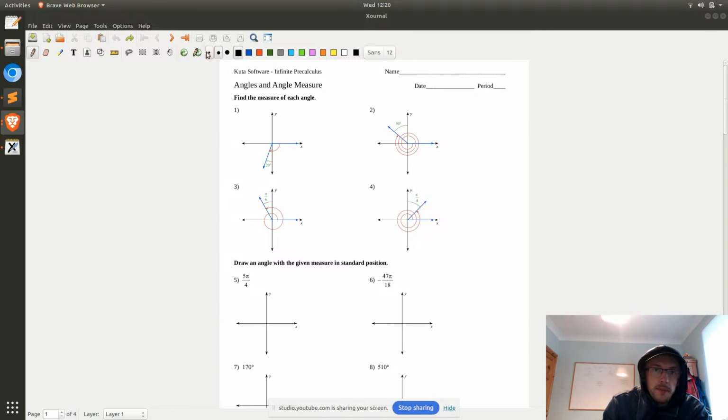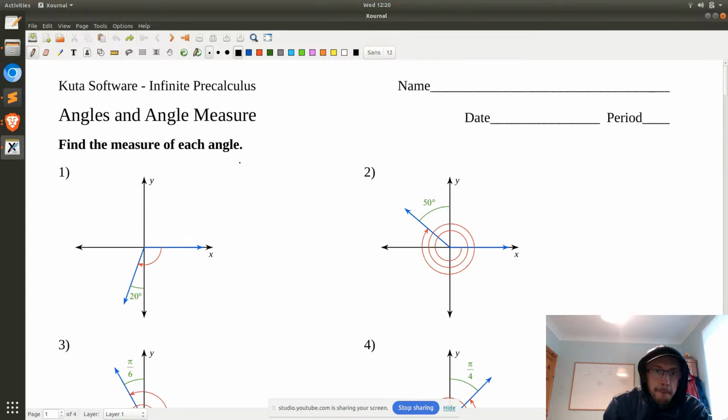Find the measure of each angle. Okay, so it's going clockwise, and that's 90 degrees there and 20 degrees there. So I would say that it's negative 110 degrees.